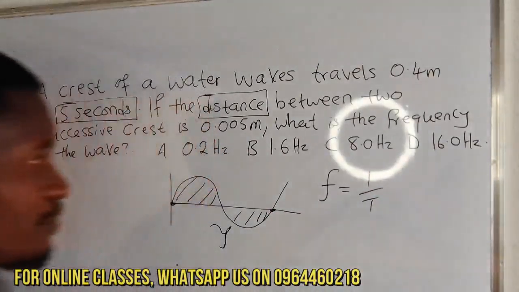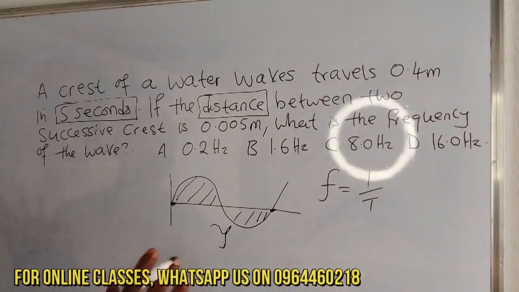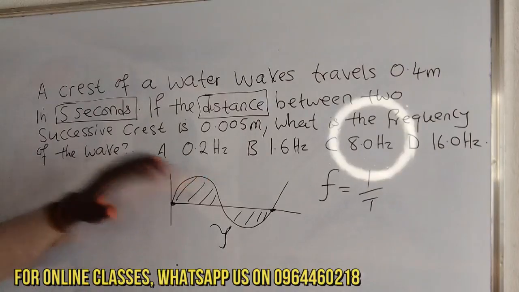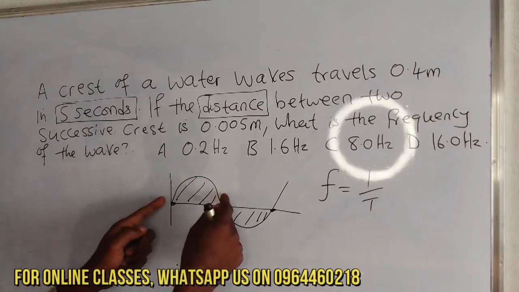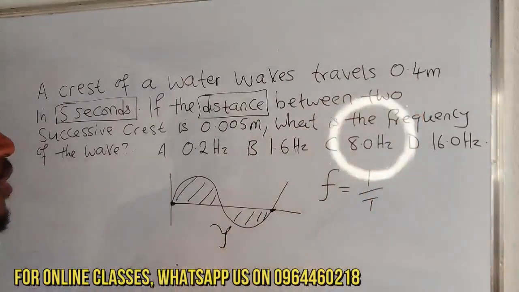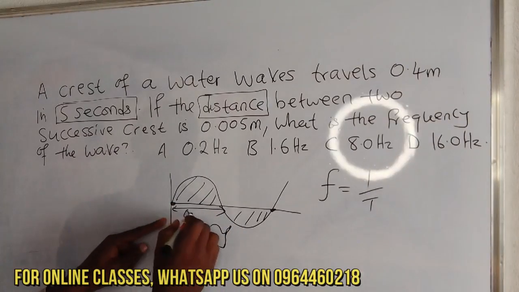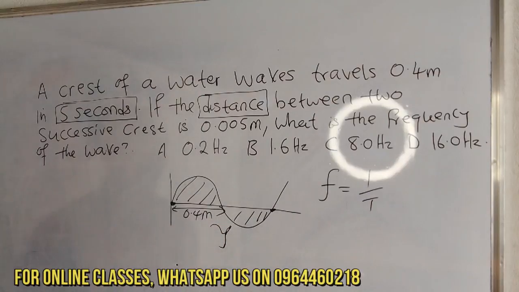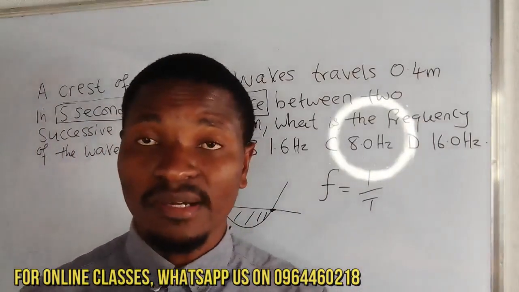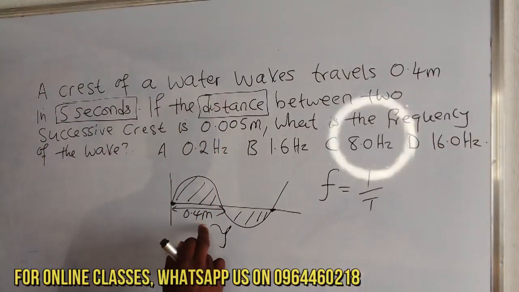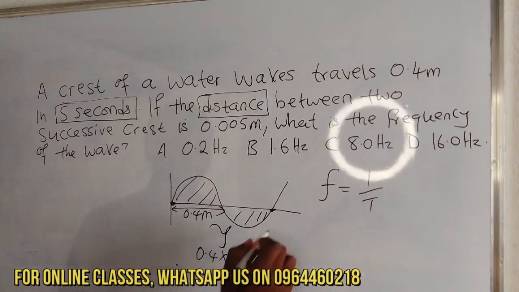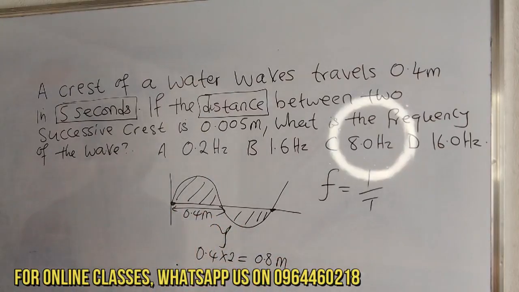Now, all we have to do is combine the concept of the wavelength as well as the frequency of the wave. We have been told that a crest of a water wave, so on top it is a crest, travels 0.4. So this single crest travels 0.4. For a full wavelength, we multiply this by 2. So we have 0.4 multiplied by 2, we get 0.8. You get 0.8 for the full wavelength.